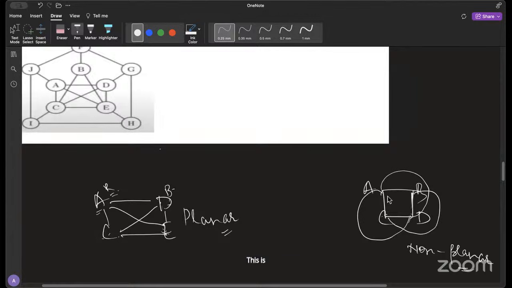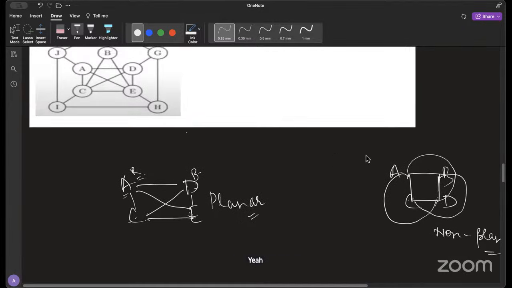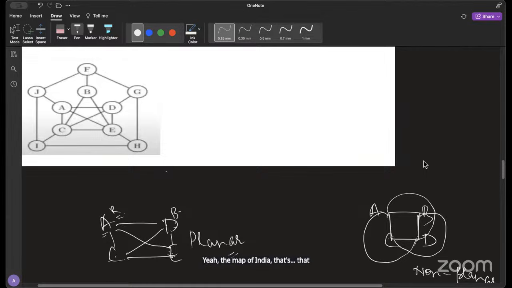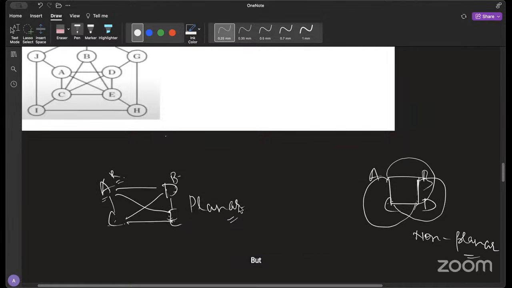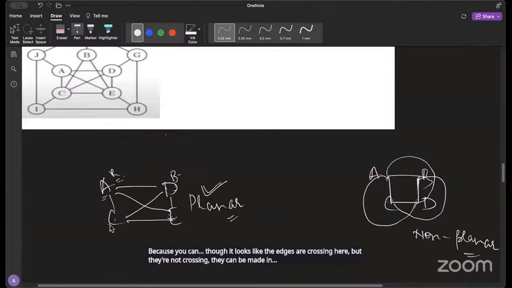An example of a planar graph could be the geographical map, yeah, the map of India. That's a planar graph. And if you look at a simple graph, this is also a planar graph, because, ma'am, though it looks like the edges are crossing here, they're not crossing. They can be drawn in a way such that no edge crosses any other edge.